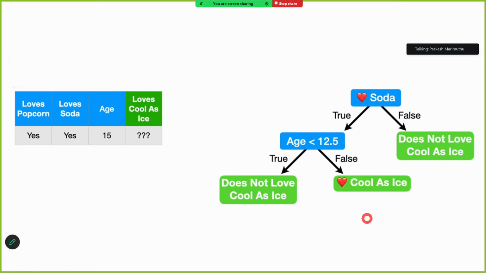A simple example. Now, I told you, right, when to stop this. See, here I asked only two questions: whether he loves the soda, and what is his age, whether his age is less than 12.5. I have not asked other questions. These two questions are sufficient to conclude whether the person is loving this movie or not.